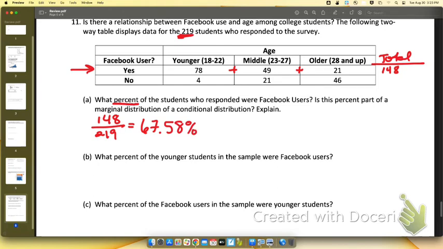Is this percent part of a marginal distribution or a conditional distribution? Since we are using the total Facebook users over the total in the whole entire survey, I'm using two totals. That tells me that I'm in the margin. I'm in the totals margin. And so this is part of the marginal distribution.